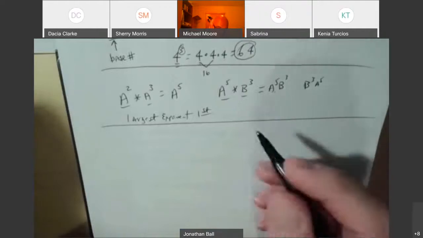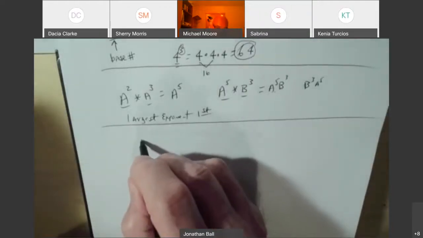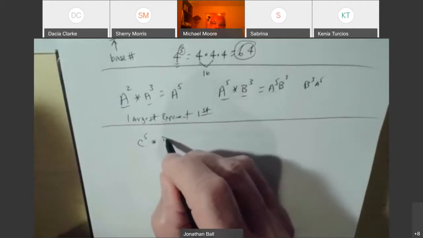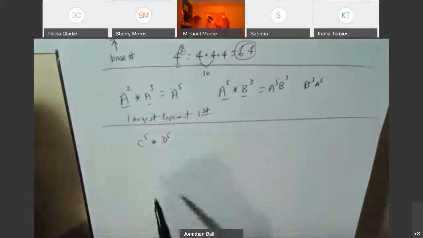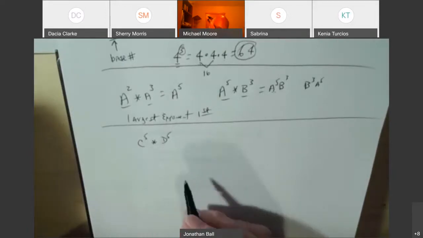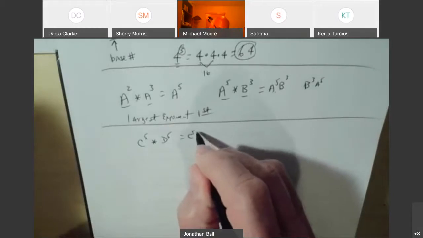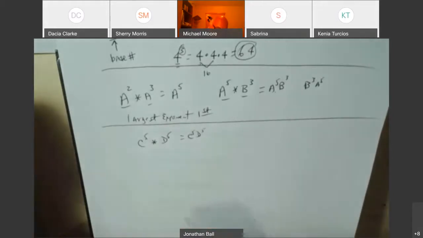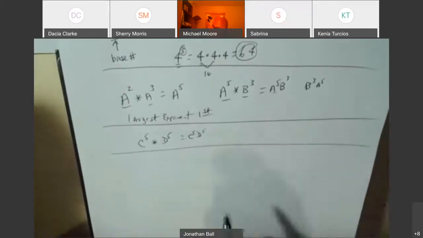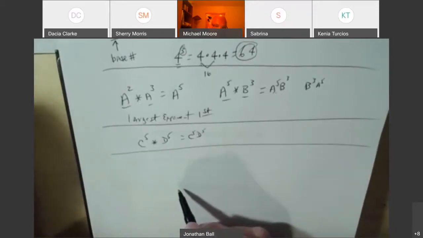Now, what if you have c to the 5th times d to the 5th, where the exponents are the same? Then it goes alphabetical order. So this would be equal C5 D5. If they have the same exponent, but again, that's not super important.